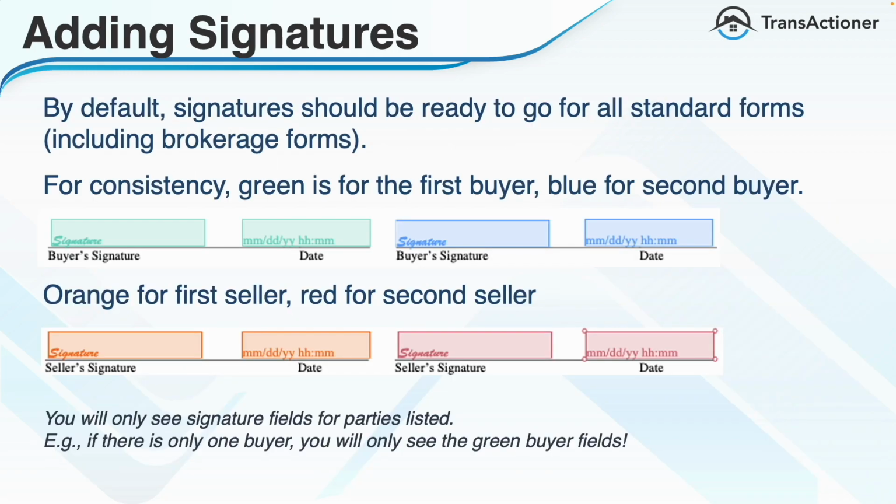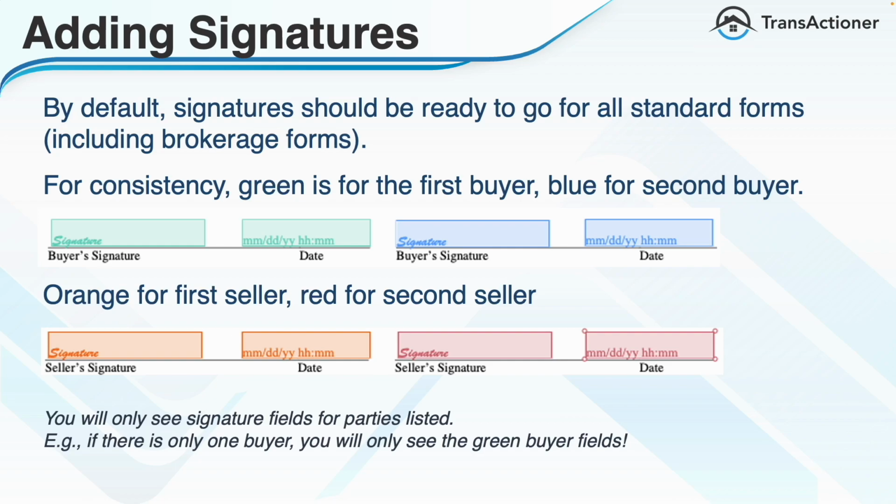By default, the signatures should be ready to go for all standard forms, including brokerage forms that we have received and processed. For consistency, we have green for the first buyer, blue is always for the second buyer, orange is always for the first seller, and red is for the second seller. The color coding doesn't matter too much, but it makes it a lot easier to recognize what you have inside your document once you're used to which colors are which.